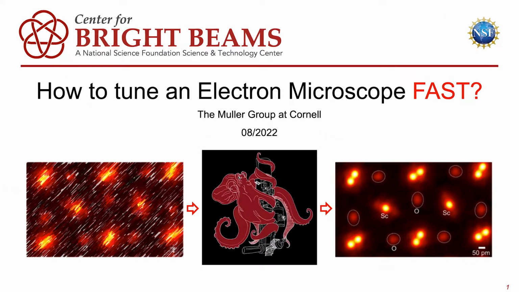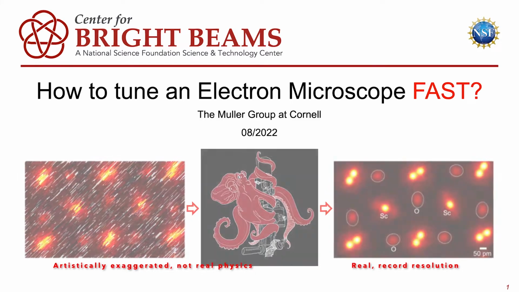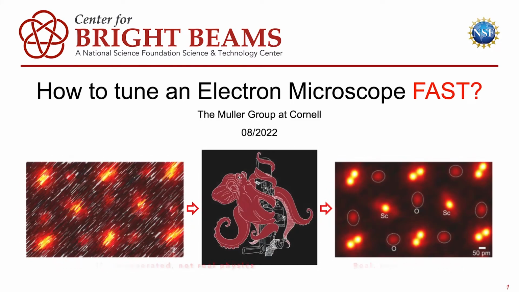Tuning the electron microscope is a key step to achieving high-resolution imaging. However, it may take up to a few hours to complete this preparatory step simply because the microscope has too many components and is thus too complicated inside. Here in the Muller Group at Cornell, we designed a way to automate the process.